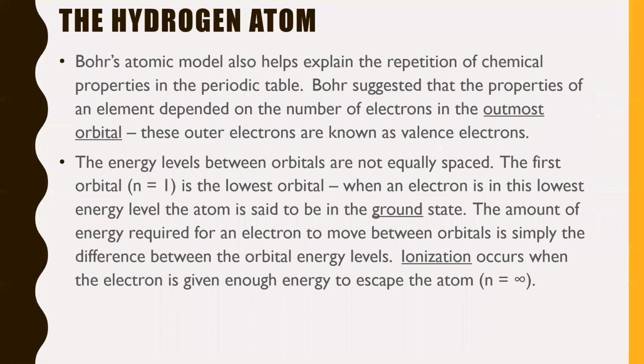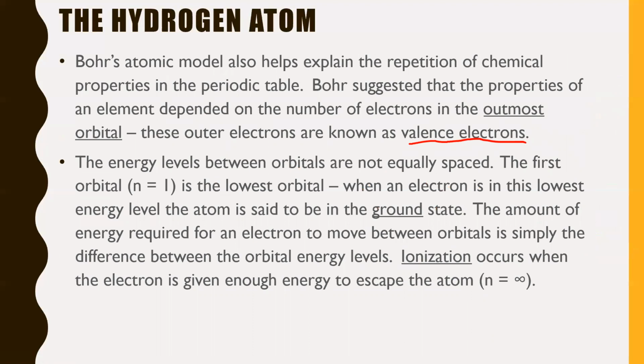Moving on. So Bohr's atomic model also helps explain the repetition of chemical properties in the periodic table. Bohr suggested the properties of an element depended on the number of electrons in the outermost orbital. These outer electrons are known as valence electrons. For those of you who've taken chemistry, that should be a familiar term to you. The electrons that are in that outermost orbital are your valence electrons.